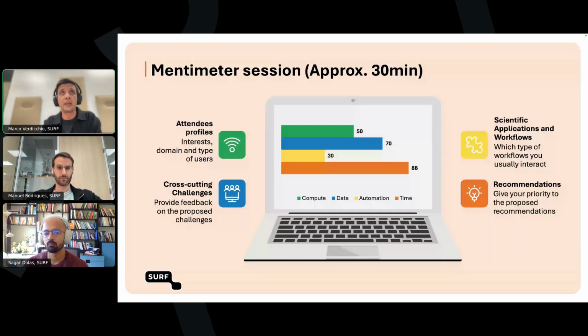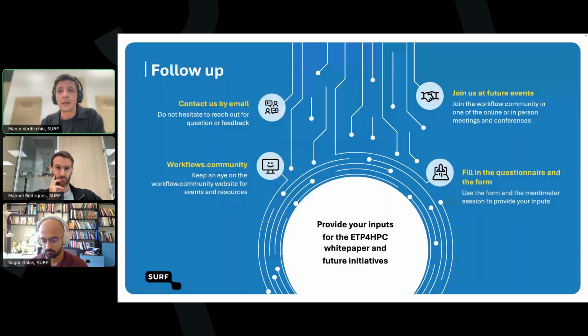For the Mentimeter session, we expect it to take around 30 minutes. It is divided into 4 parts: attendee profiling, more deeply into the scientific application and workflow, then an analysis of both cross-cutting challenges and recommendations, to provide feedback and give a priority to what you think is important. And I think this is the conclusion of my presentation. I'll come back to this slide maybe later.